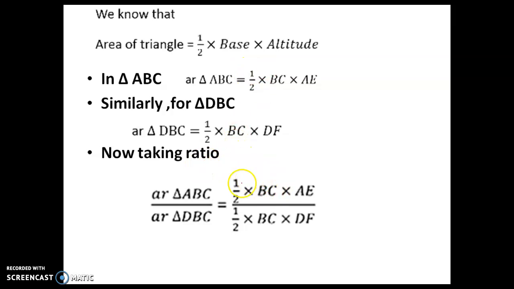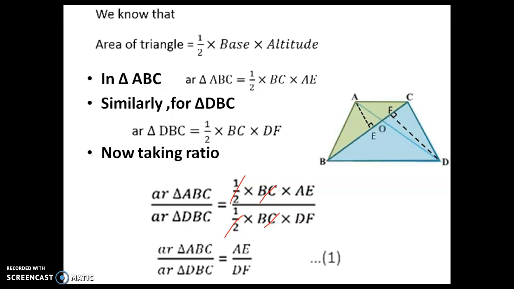So now what will happen? Half will get cancelled. BC will get cancelled. So we will be left with AE by DF. So AE by DF we got now. These are the corresponding sides that we are getting. But in the question, what are they asking for? They are asking for AO and OD. So how to replace this with these two sides?